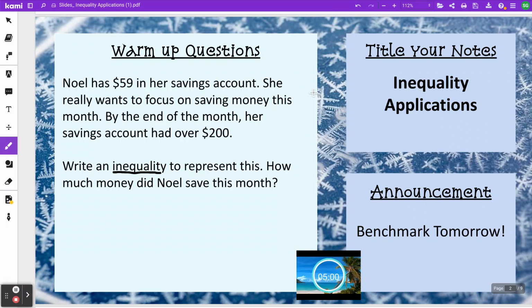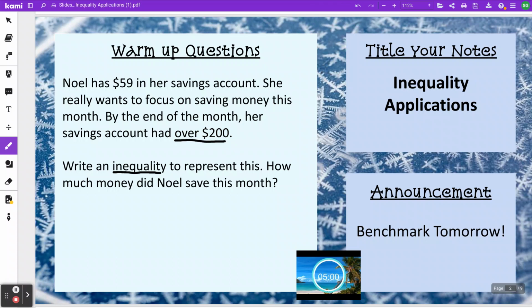And the way we decide which one we're going to need comes from words in the story. Specifically, in this story, we're told that by the end of the month, her savings account has over $200. That word over is giving me a clue what inequality sign I need. Over $200 means more than 200. It means I'm going to need that greater than sign.